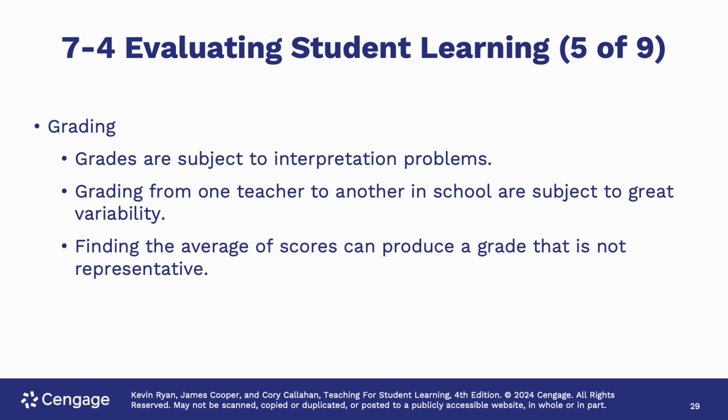Grading. Grades are subject to interpretation problems. Grading from one teacher to another could be variable. Finding the average of scores can produce a grade that's not representative. You know, if a student had 80s and 90s on most of their work and then all of a sudden received a 0, that negatively affects it, but is it really a true picture of that student's learning?